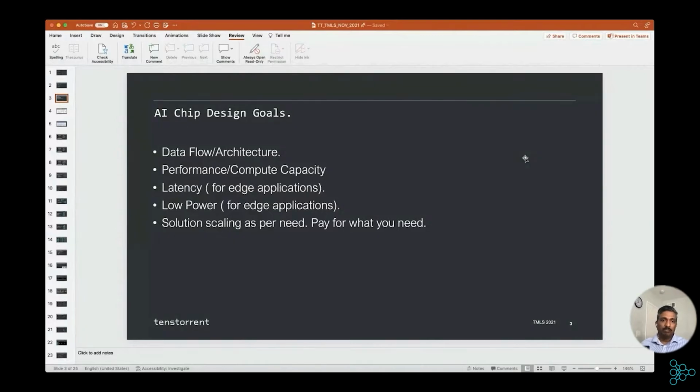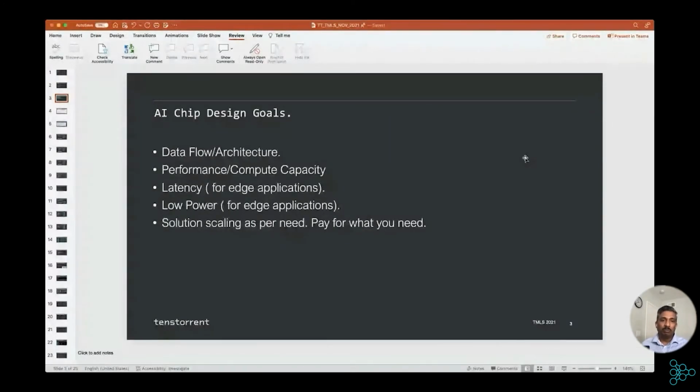So typically, before I go into what the SOCs we have been doing, I would like to touch upon the typical AI chip design goals. Most of the AI chips these days are trying to find the right architecture for the data flow. They also want to make sure that it has the right compute capacity, it meets the performance, and for edge applications, they want to make sure that it also meets latency and low power goals.